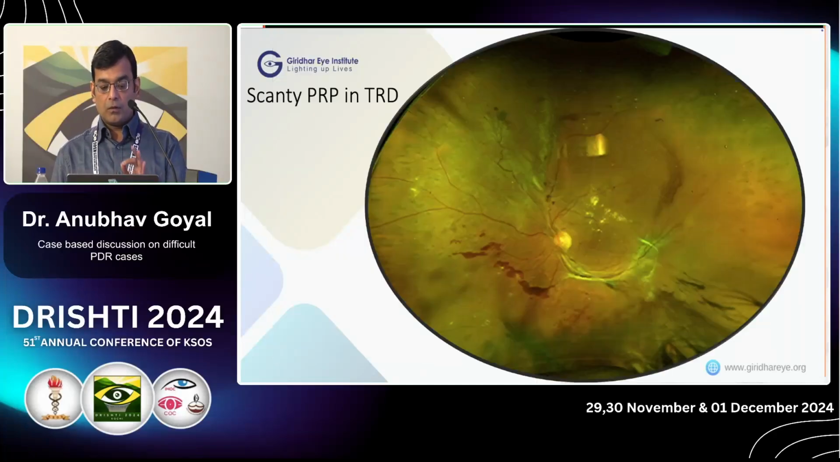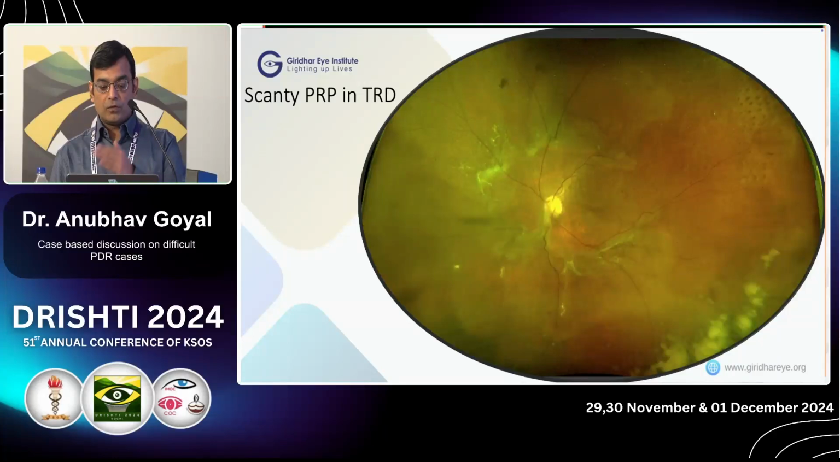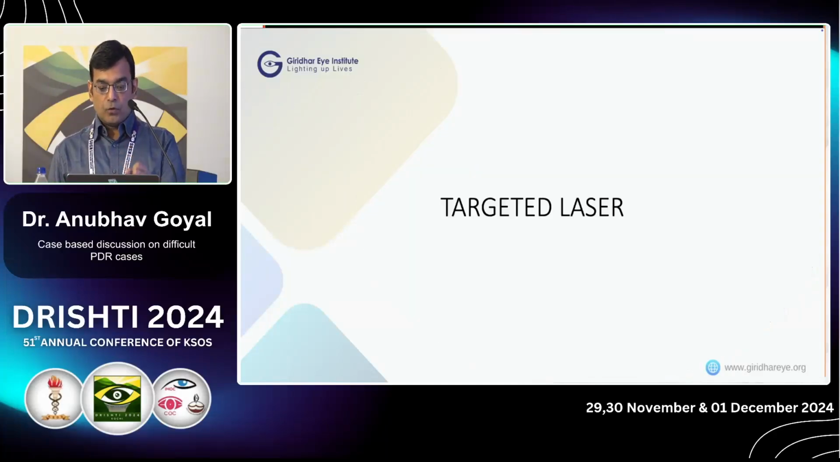So in a patient with a few small areas of TRD, give scanty PRP away from the TRD. In a patient who has circumferential TRD, peripheral laser only with scatter burns should be given, because laser can itself cause worsening of TRD, a crunch phenomenon, which I'll be showing.